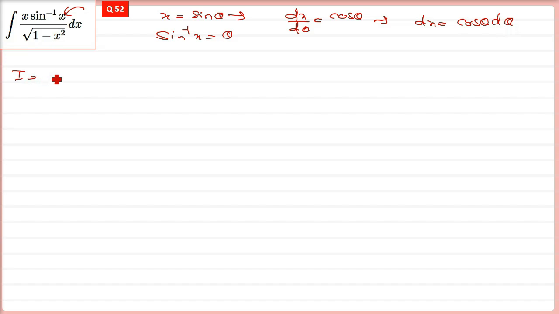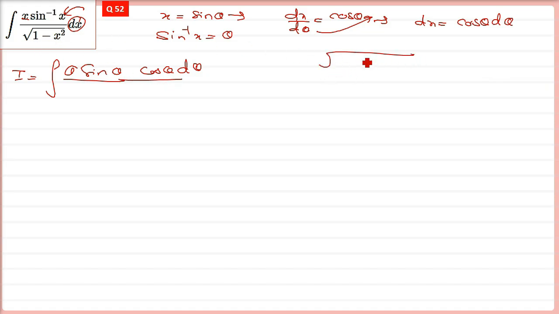So the integration will be something like this. x will be replaced by sin theta. Sin inverse x has become theta. And under root 1 minus x square, because dx also is there, dx can be written as cos theta d theta. So in place of dx I am writing cos theta d theta. Now the denominator, under root 1 minus x square, so 1 minus sin square theta. 1 minus sin square theta is cos square theta, and under root of cos square theta is cos theta. Please remember this because we are going to use it again. So this cos theta is in the denominator.